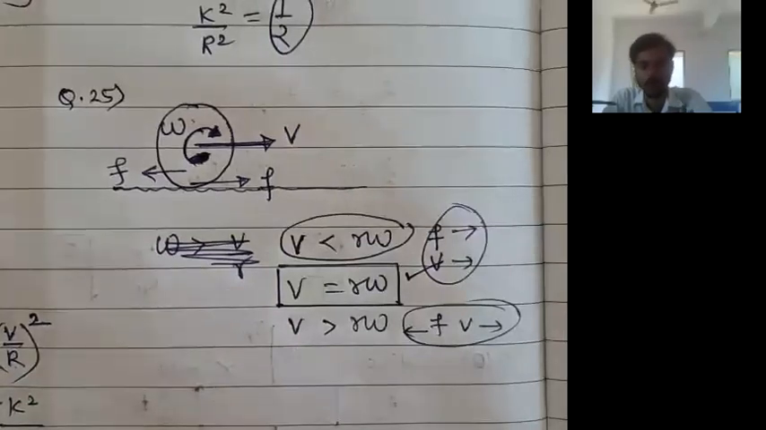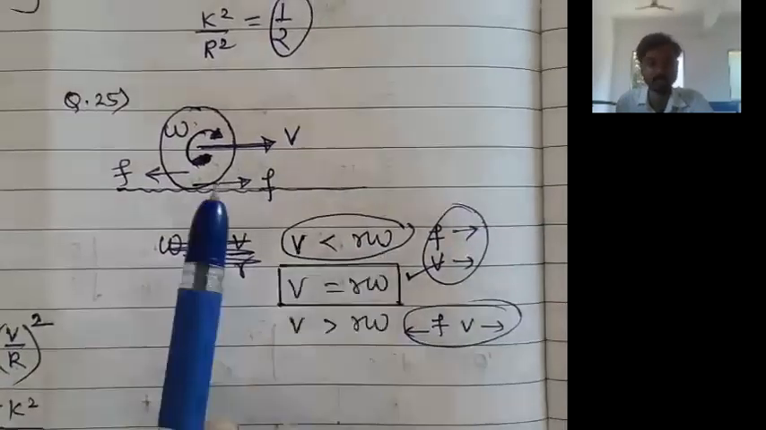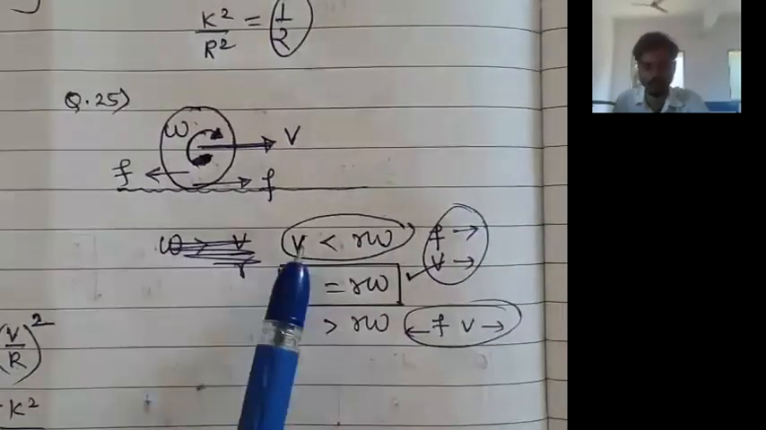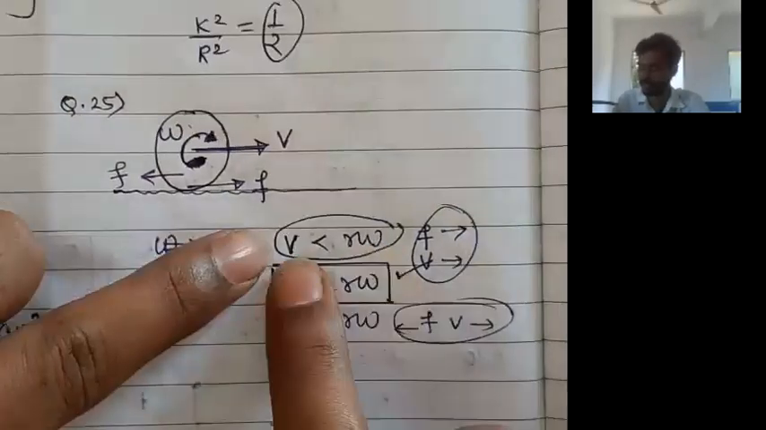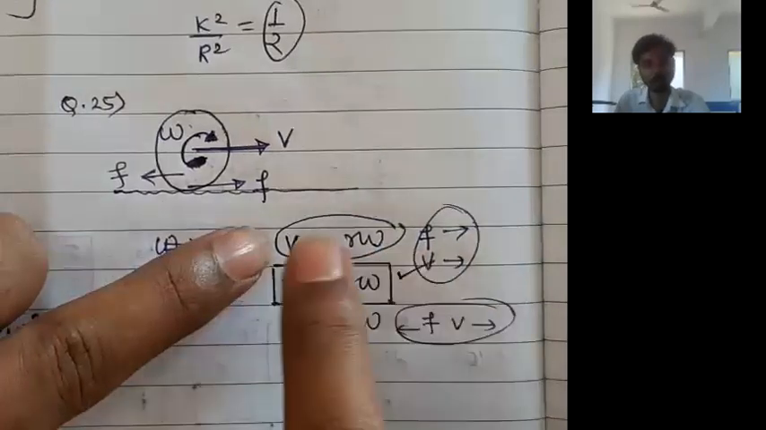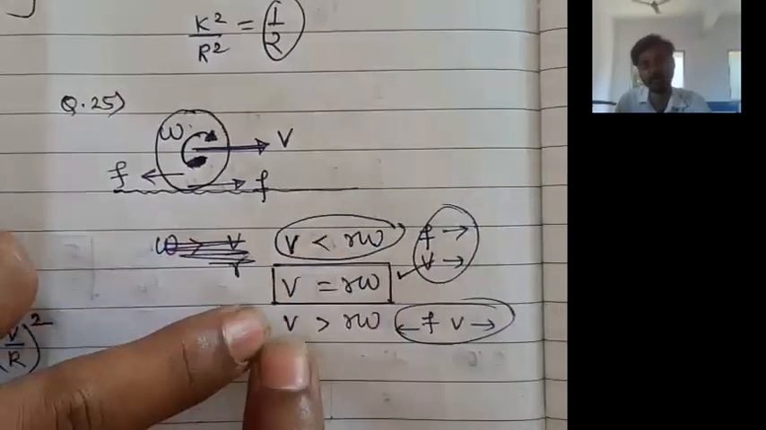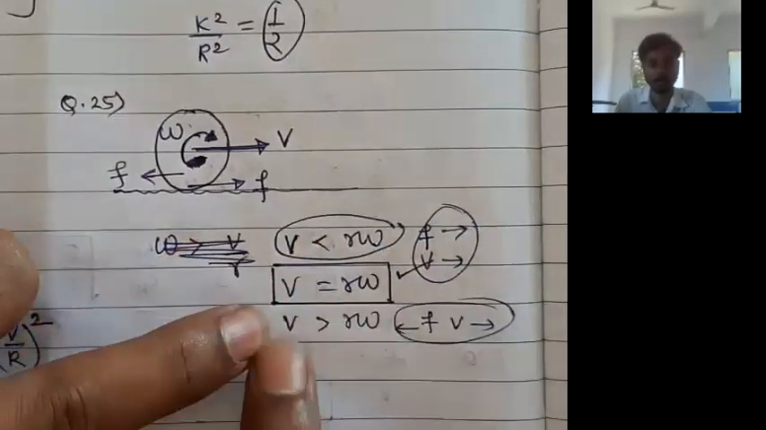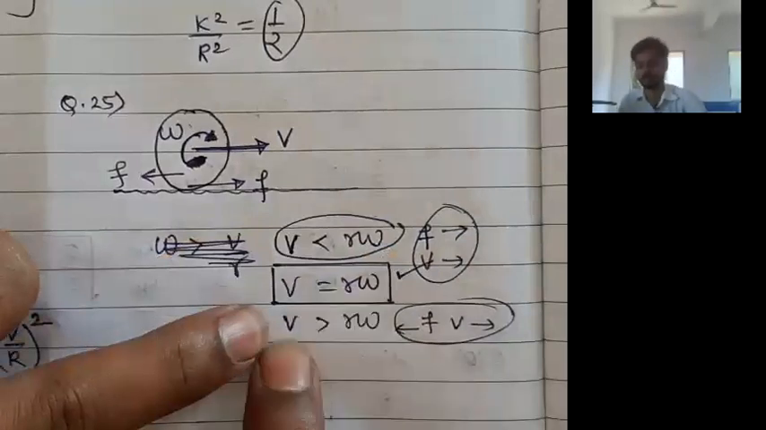Yes. So what we were discussing is something like this. If velocity is less than r omega, friction will try to increase the velocity and decrease the omega, and ultimately this equality will be achieved. If velocity is more, then velocity will be decreased, omega will be increased, and again v will be made equal to r omega. So here velocity is more, so friction will try to oppose the velocity.